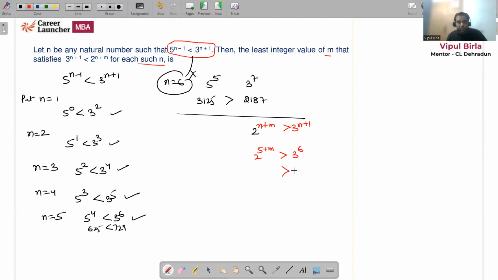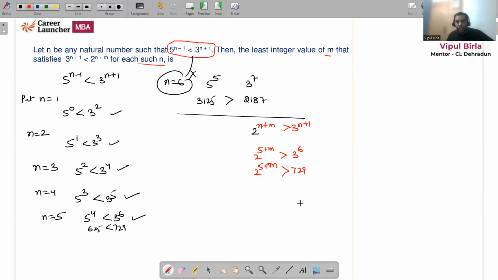Now 3 to the power 6 is 729. We are looking out for 2 to the power 5 plus m. So 2 to the power 10 is 1024. 2 to the power 9 is 512. So that means the power of 2 has to be more than 9. So the minimum value that can be given is going to be nothing but 10.